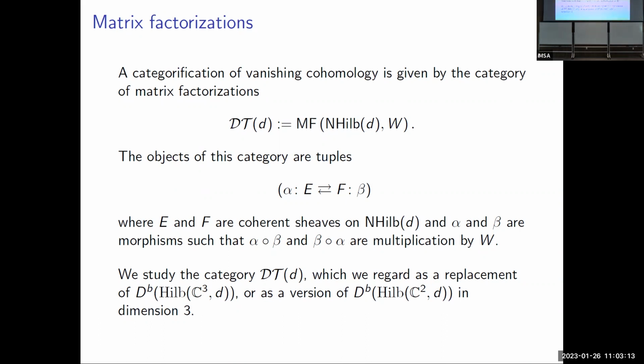The objects of this category are tuples as follows. You have E and F coherent sheaves on n hilb d, and alpha and beta are morphisms such that both compositions, alpha beta and beta alpha, are multiplications by the regular function w. The plan is to study this category DT_d on its K-theory.